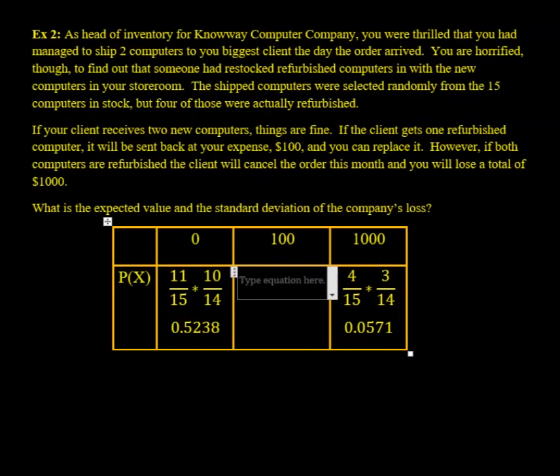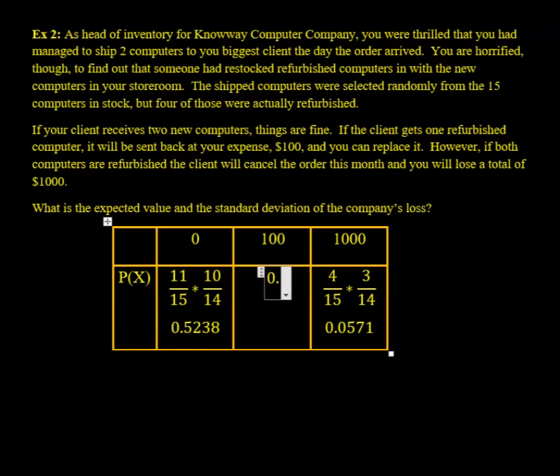So now to find the probability of a $100 loss, we just do the complement. We're going to add the 0.5238 and the 0.0571 together and subtract them from 1, which gives us 0.4191. So we have about a 42% chance of losing $100.